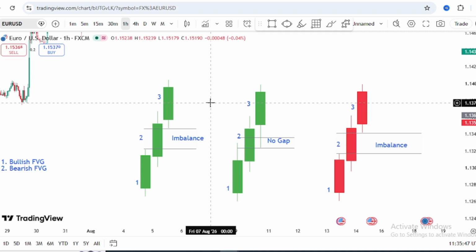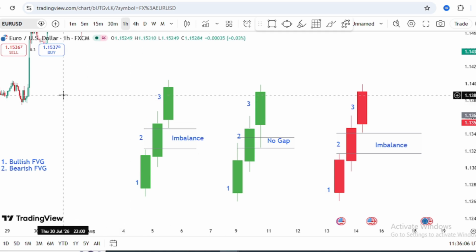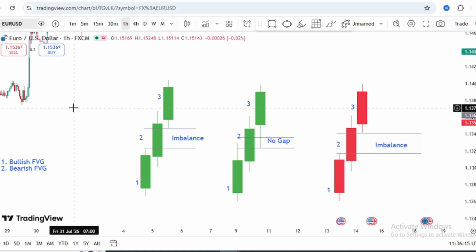What is a fair value gap? A fair value gap, or FVG, is an imbalance created when price moves aggressively in one direction and doesn't trade efficiently through a certain area. When we talk about FVG, we look at a three candle sequence, as shown in this diagram.